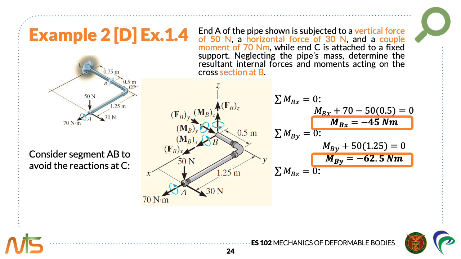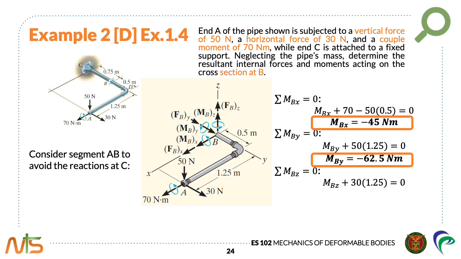Next is summing moments about the z-axis at point B, then equating it to 0. We have MBZ positive since it is pointing towards the positive z-axis. And then we have the 30 Newton force with its perpendicular distance of 1.25 meters, which creates a moment about the z-axis. So the moment it creates is pointed towards the positive z-axis. So the term should be positive. And then equate it to 0.